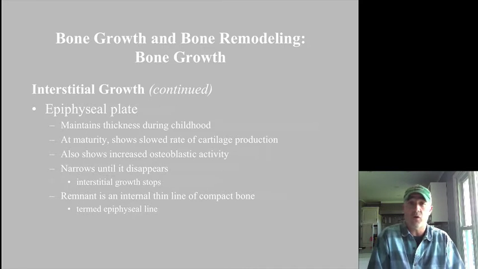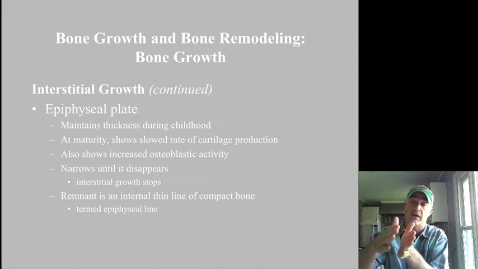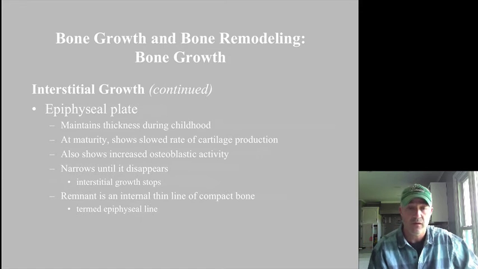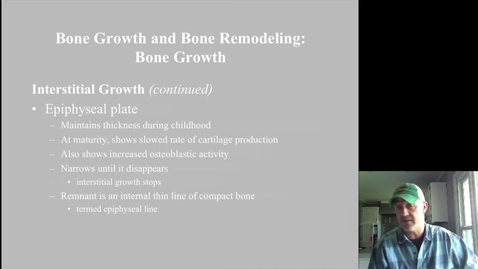The only way to really have a bone lengthen after that would be to break the bone and then keep stretching it apart as it tries to work its way back together, to keep lengthening that bone. What's left of that epiphyseal plate is just going to be a little line that you can see on an x-ray.